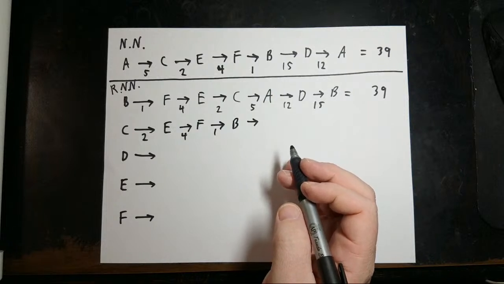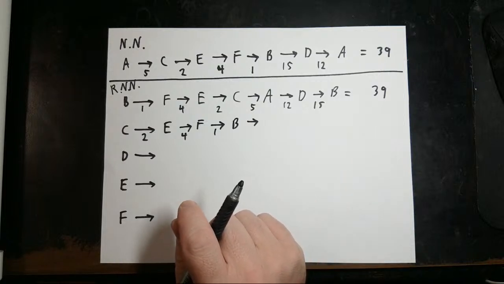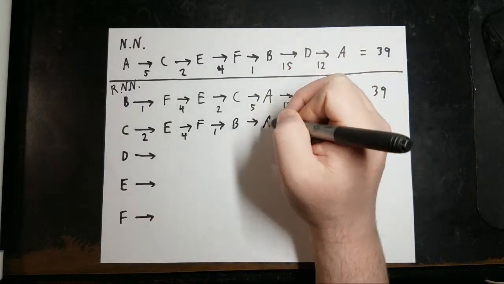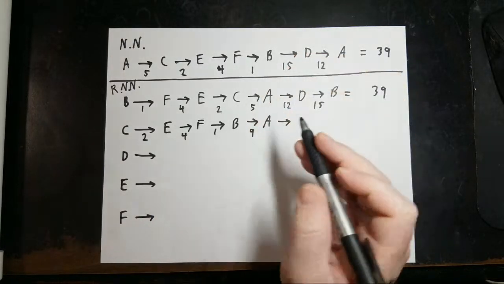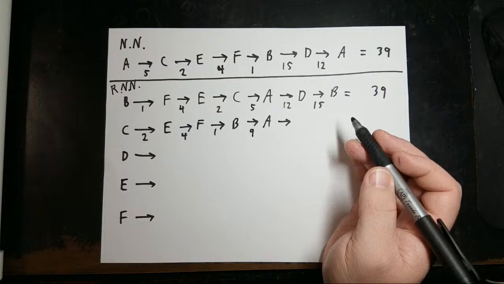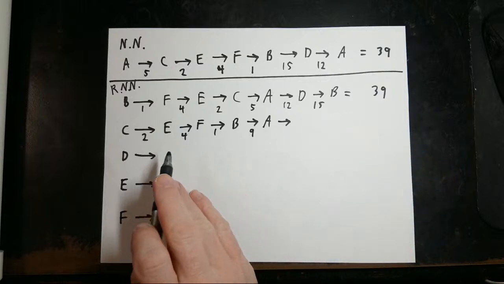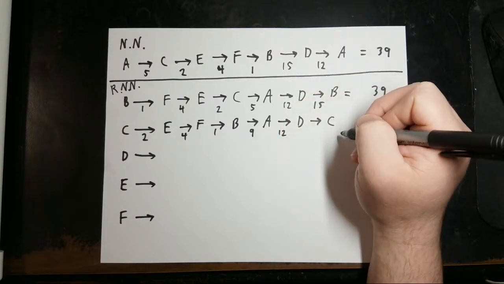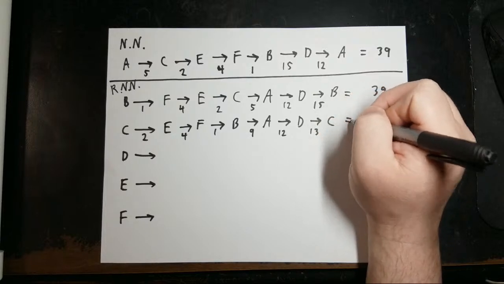From B, I can't go C, I can't go F. I'm going to have to go... Oh, this is interesting. I went to B, but from B, I may be able to jump directly to A. I can't go D, which is 15. Yeah, this one's going to be different. Let's go to A, which is 9. All right. From A, I can go... I can't go E, I can't go C. Oh, I don't have a choice. A, B, C, D. I have to go to D, which is 12. And then I have to go to C. DC, which is 13. Yeah, this one's going to be much different.